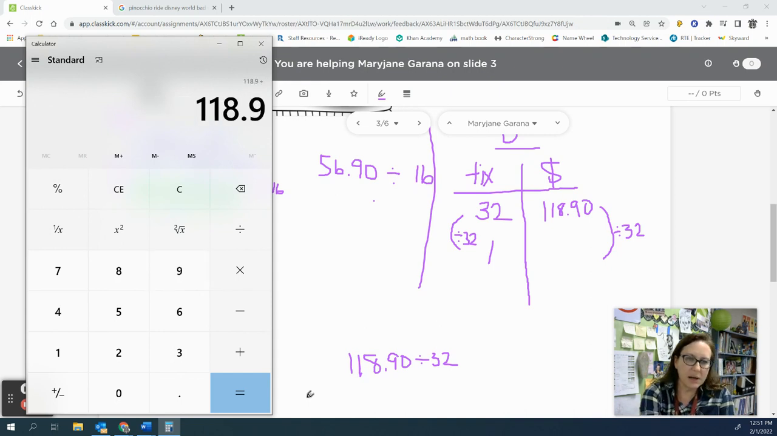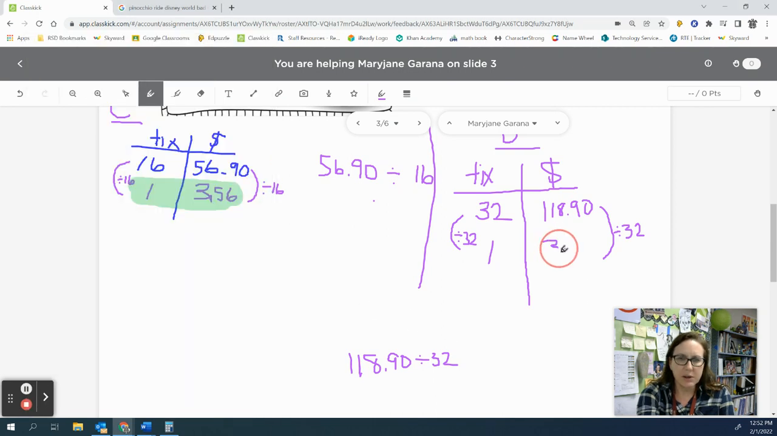118.9 divided by 32 equals, we've got a big long number again, but money only goes to the hundredths place, which is where that 1 is. So we have to look at the 5. Is that going to make it $3.71 or is it $3.72? It's going to end up being $3.72 because we're going to round it up.